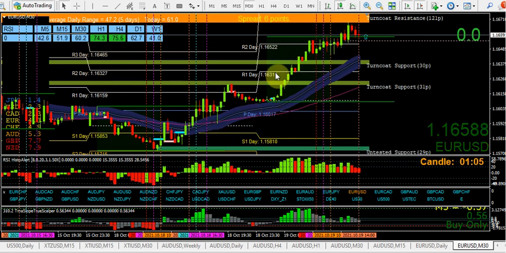But now I can, as a scalper, I know that if it's broken through this R1 pivot, then it's highly likely to test R2.